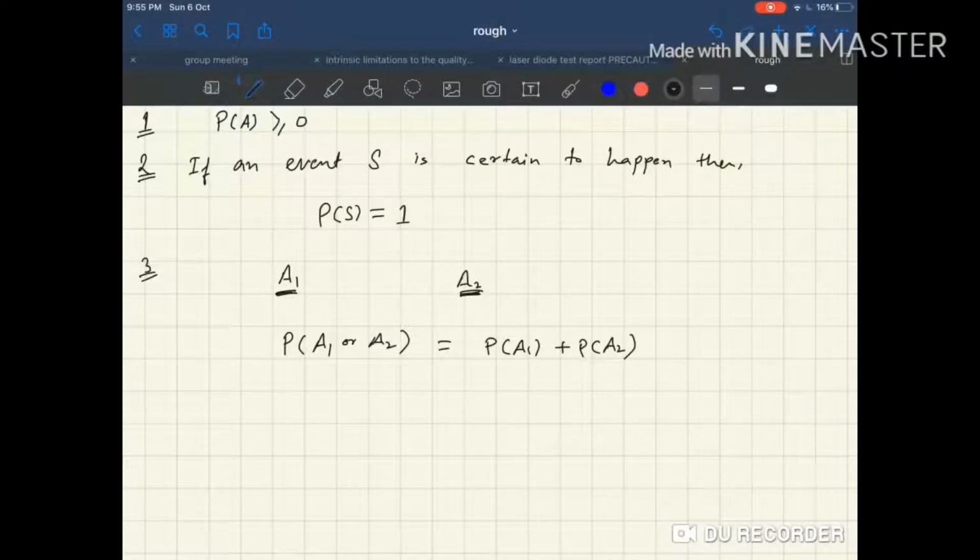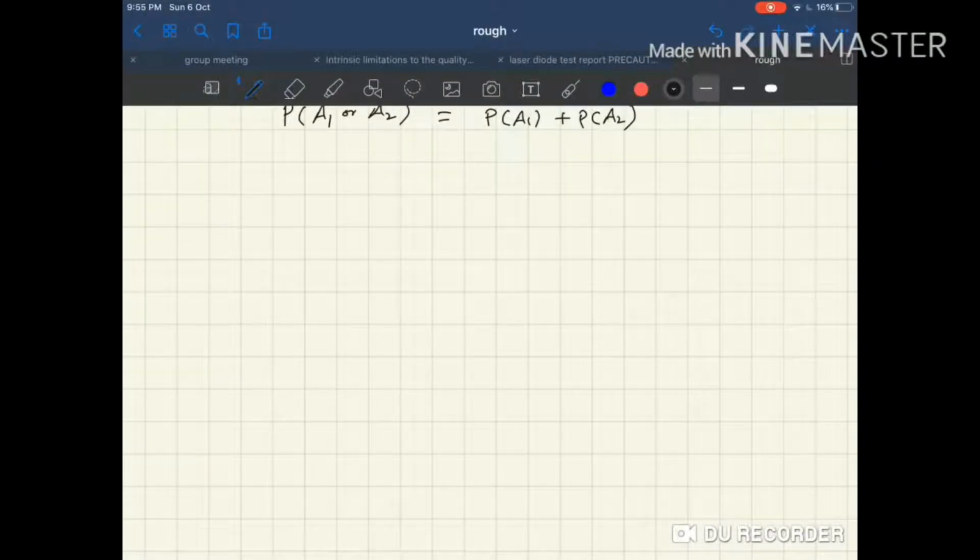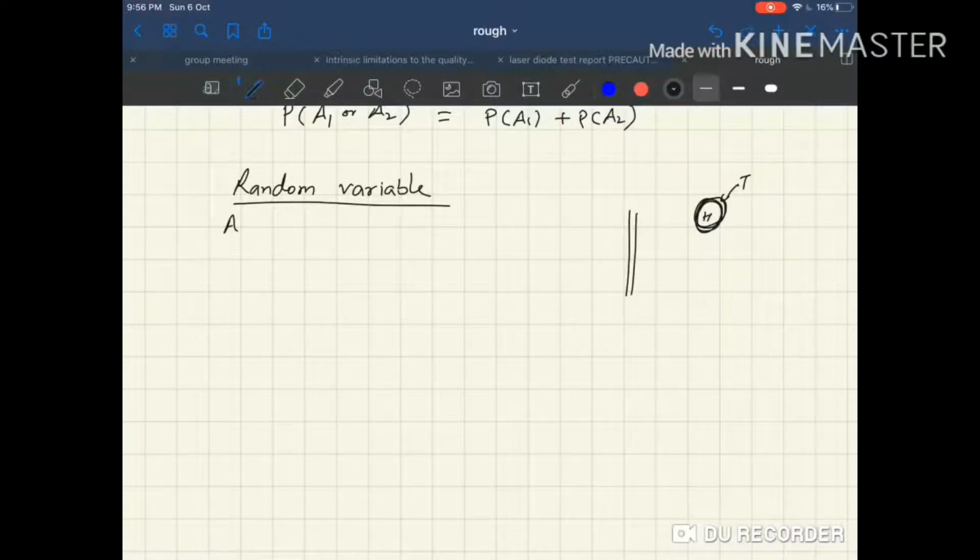Okay, so now we'll move to the very simple definition of the random variable. To every elementary event A, we assign a real number U(A). So suppose there is an event A to occur. For example, you have a coin, and suppose on one side you have heads and on the other side you have tails. So there can be two possible events here, H and T.